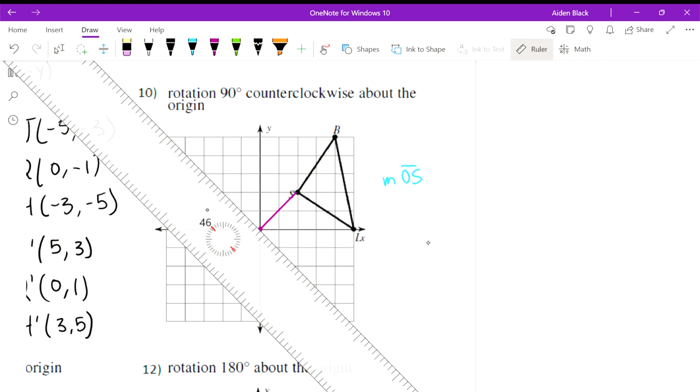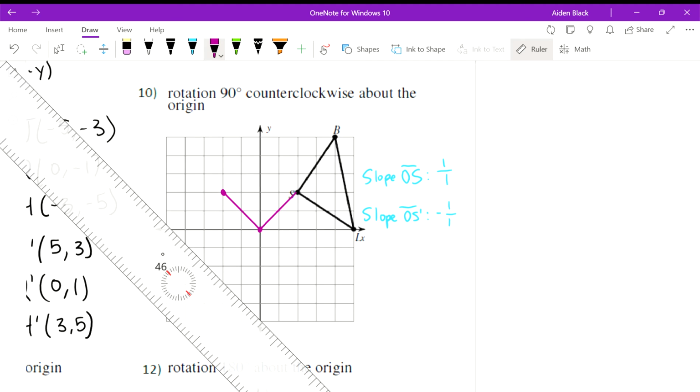The slope of OS is up 1 over 1. So our slope of OS prime, where it's going, needs to be negative 1 over 1. So negative 1 over 1 is like that. Again, it needs to be the same distance. So here's our S prime. Now I'm going to get rid of this just not to confuse you.